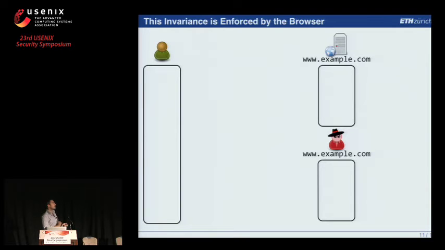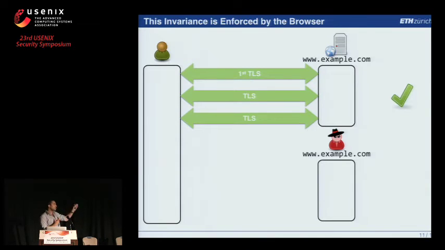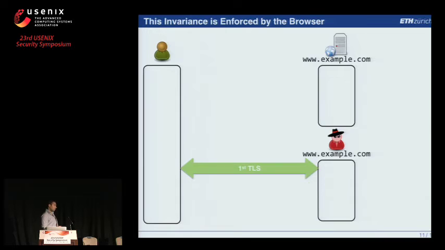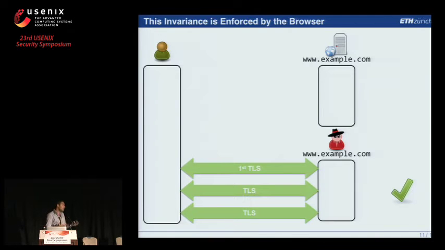So for example, assume that the user opens his browser and tries to connect to example.com. If the first connection is not intercepted by the attacker, then by the property of invariance, we require that all subsequent TLS connections to example.com will not be intercepted by the attacker. On the other hand, if the attacker intercepts the first TLS connection to example.com, then the browser should make sure, by the property of invariance, that every subsequent TLS connection to example.com will also be intercepted by the attacker.